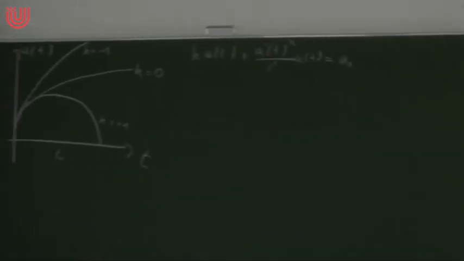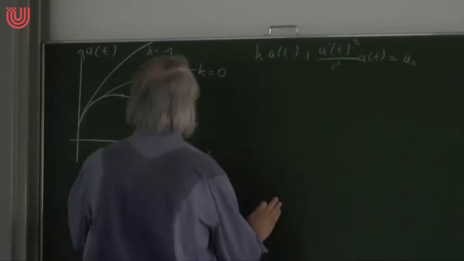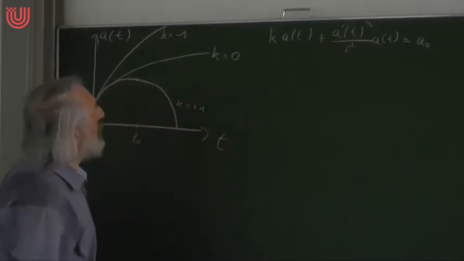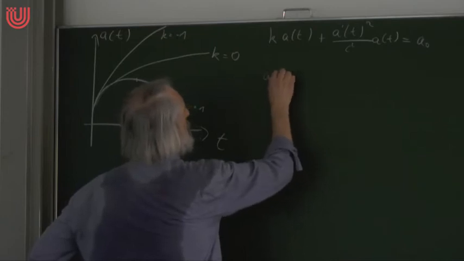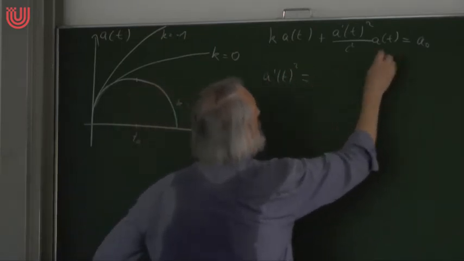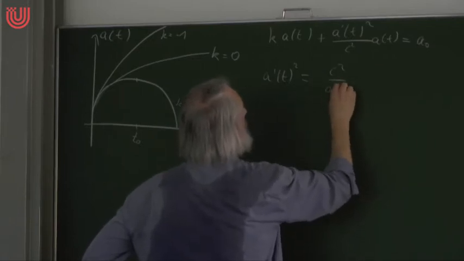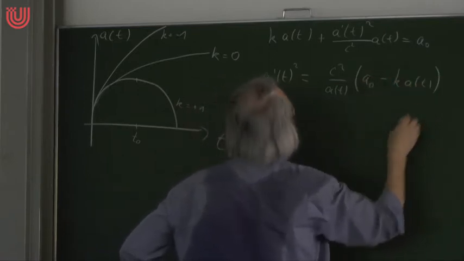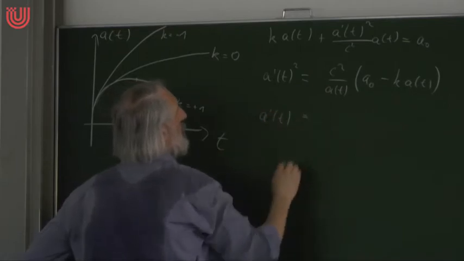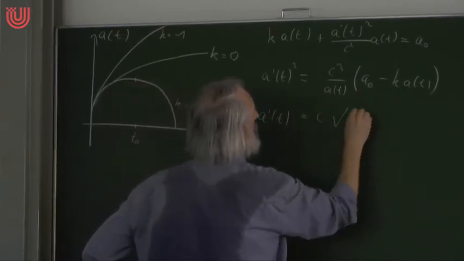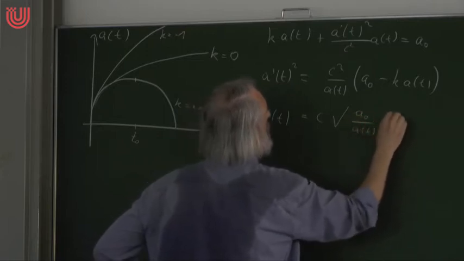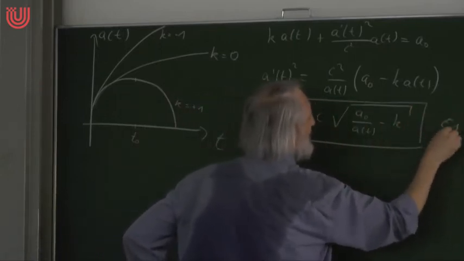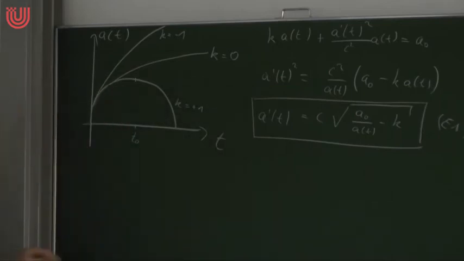Unfortunately, it will take a little bit. As a preparation, I have to derive three equations, which we will then use later. The first one comes from this: if I solve this for a prime, then I find that a prime squared is, if I multiply this to the other side, c squared over a(t) times a naught minus k a(t). So a prime of t is c times the square root of a naught over a(t) minus k. Okay, that's the first equation. That was not too difficult to derive. Let's call this E1. I will derive three equations which I then use.